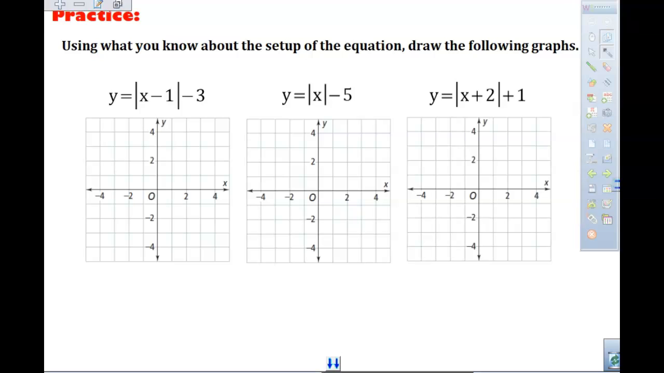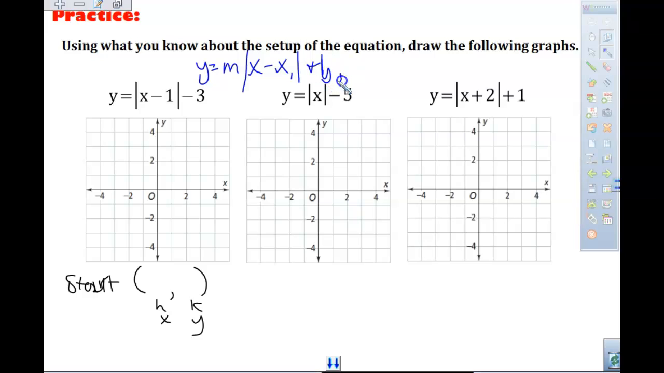Let's start. Where is our start point or our vertex? Okay? So if we are looking at the start, that means I want my vertex. I want the h, k, the x, y. Keep in mind that general form, right? The general form said y equals m, absolute value of x minus x1, plus y1. So in this first one, Nathan, what do I think my x point is? 1 or negative 1? Negative 1.